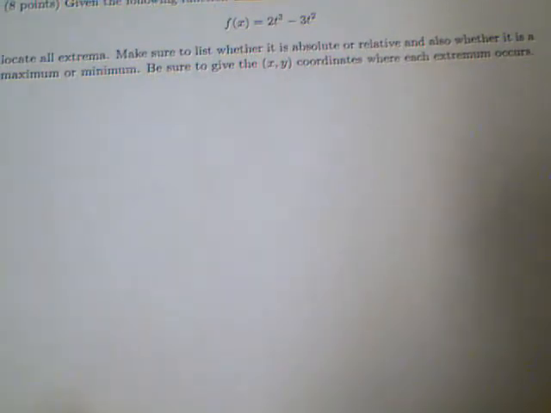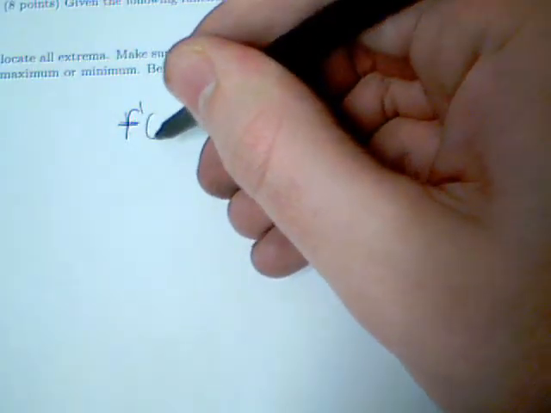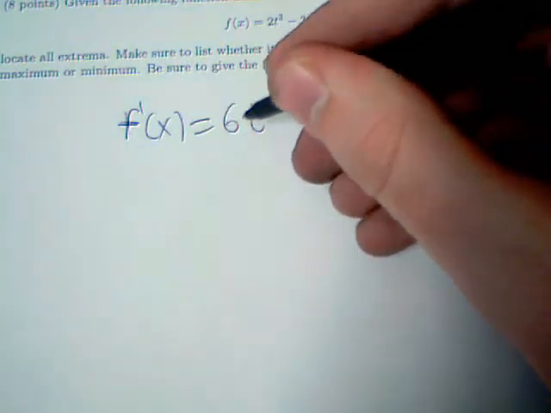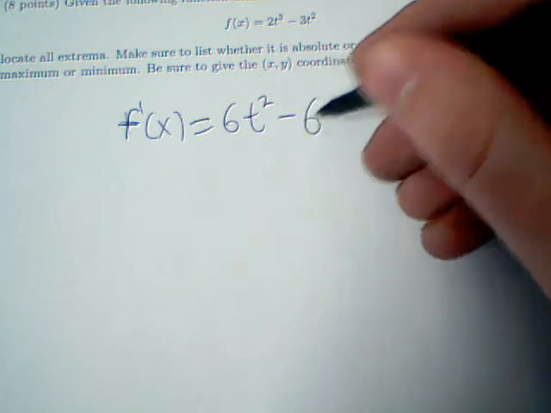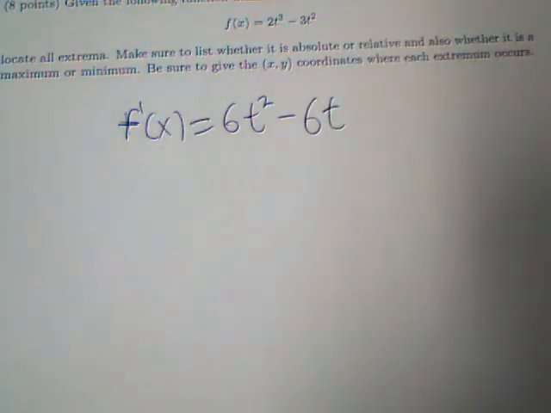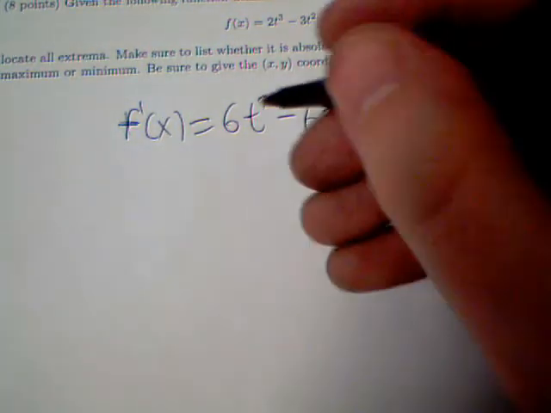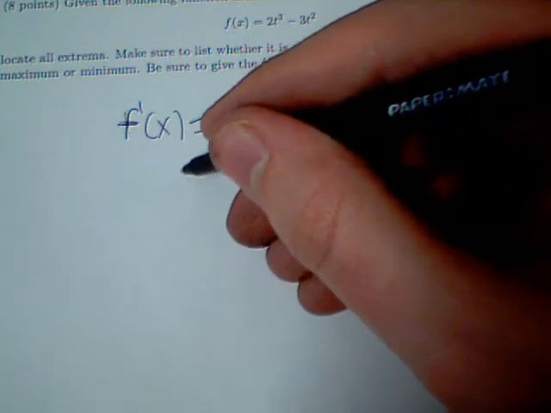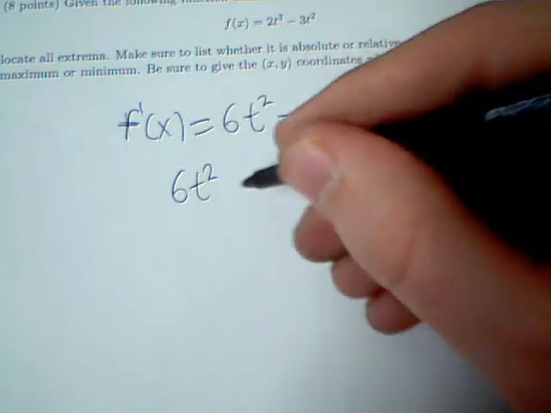So first things first, we want to maximize or minimize, we should take the derivative. Right? At this point, we should take the derivative of everything we see. Okay, 6t squared minus 6t. Now, to maximize or minimize, well, what do we do with that derivative? Let's set it equal to 0.